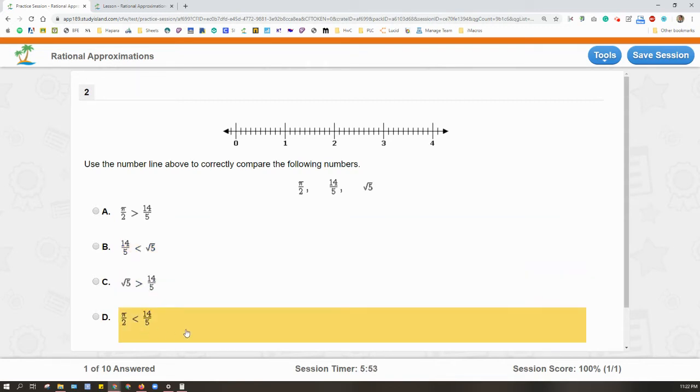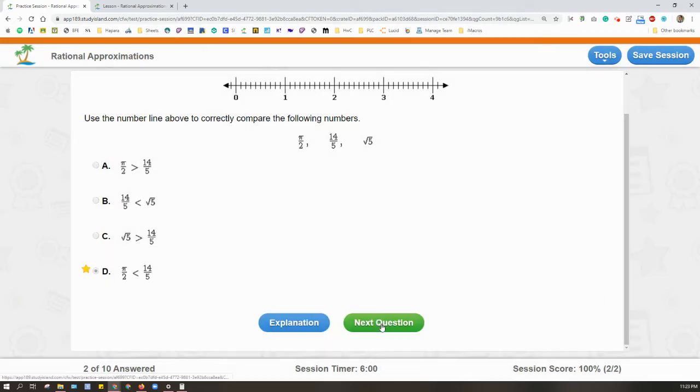Now we get down to D. Pi divided by 2, that's the smallest thing, is less than 14 fifths, which is the largest of these three options.